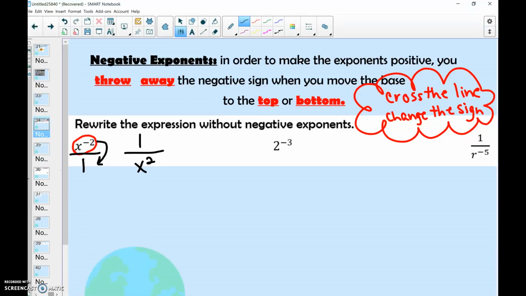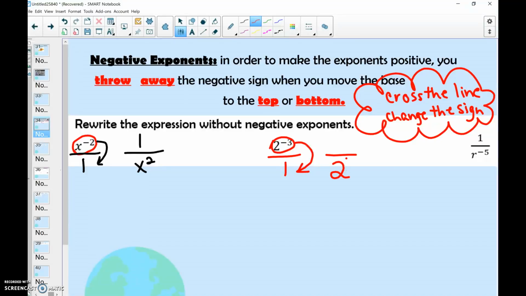You don't just flip everything in the fraction. You've got to leave things that don't have negative exponents exactly where they are. Same thing here. We've got a negative 3 as an exponent for 2. It's really over 1 right now. Cross the line, change the sign. We're going to bring it down to the bottom.